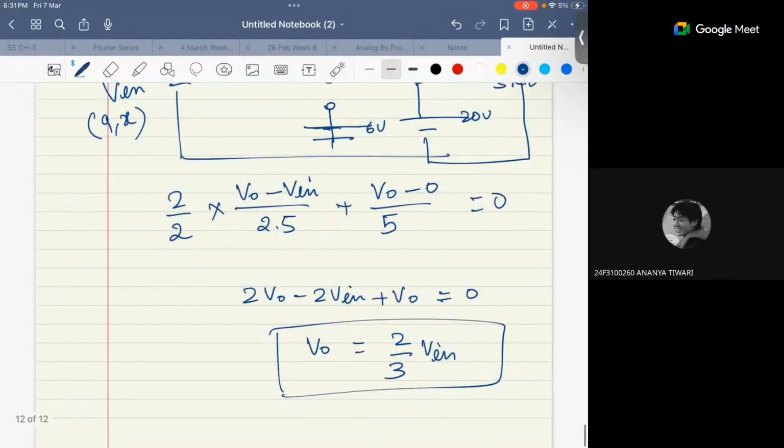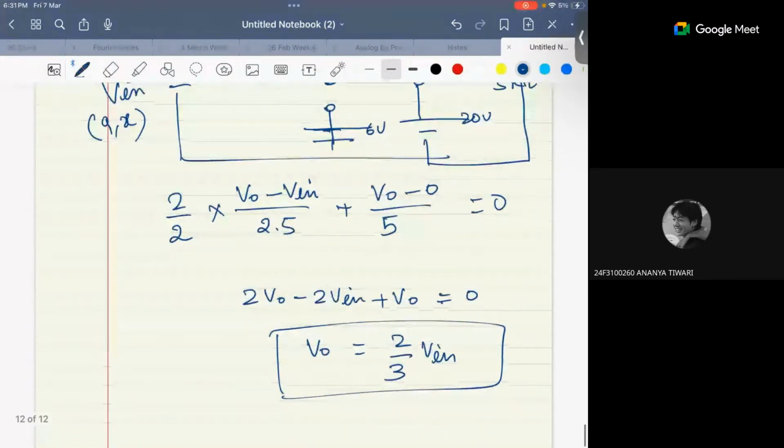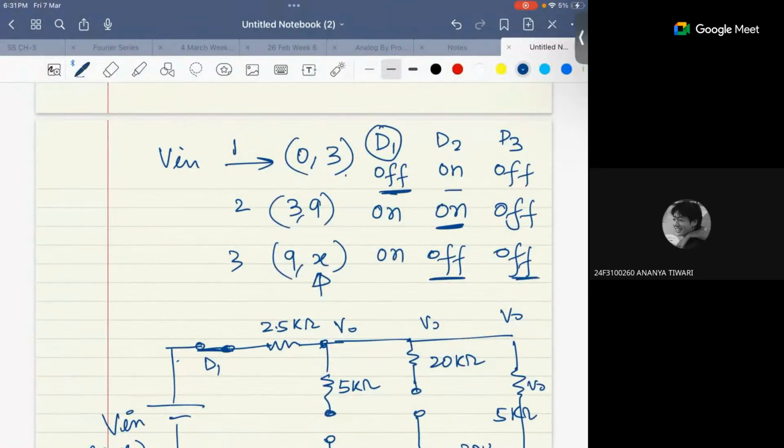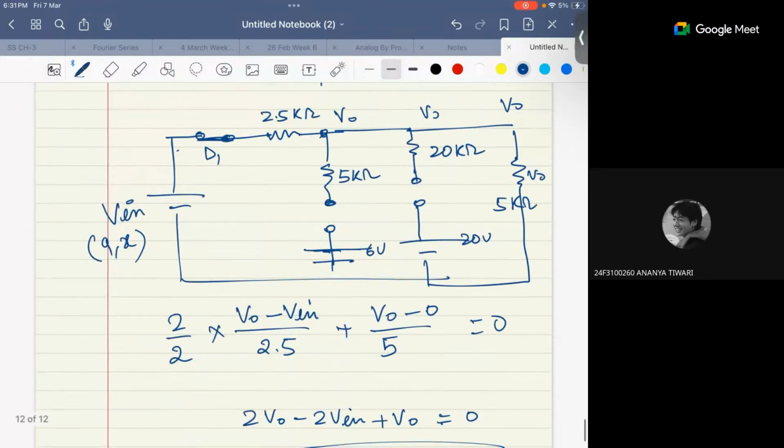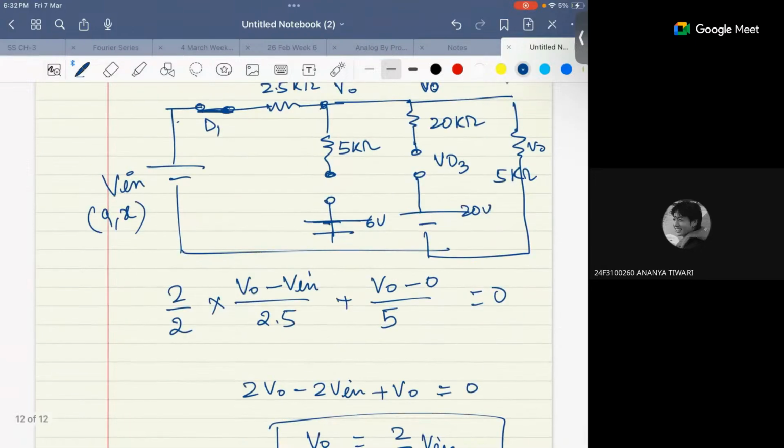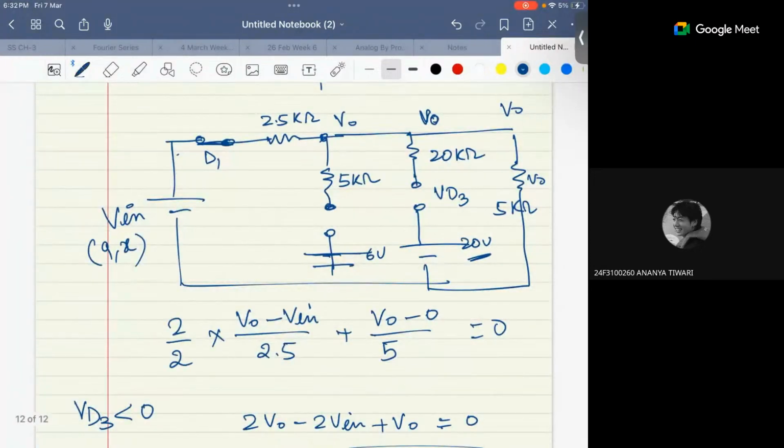Okay. Now, what do you think? So this V out. Now diode 1 has changed. It has been switched on. D2 also has been switched on. Now D3, D3 was off. It will be off till which value of V0? To be off, to be in reverse bias, VD3 should be less than 0 volt, right? That means till V0 becomes 20 volt, this will be fine.